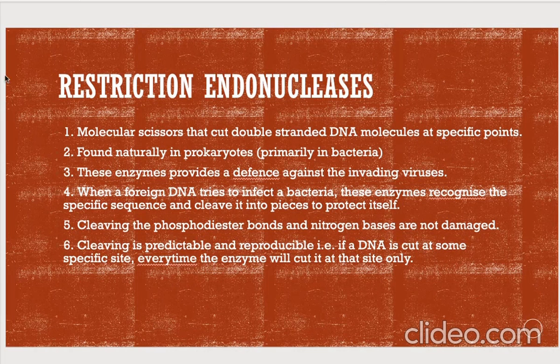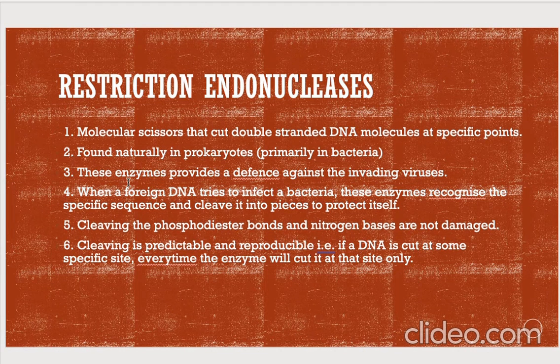So, restriction endonucleases. These enzymes are molecular scissors that cut double stranded DNA molecules at specific points. These are also called restriction sites. These enzymes are found naturally in prokaryotes, primarily in bacteria. These enzymes provide a defense against invading viruses.